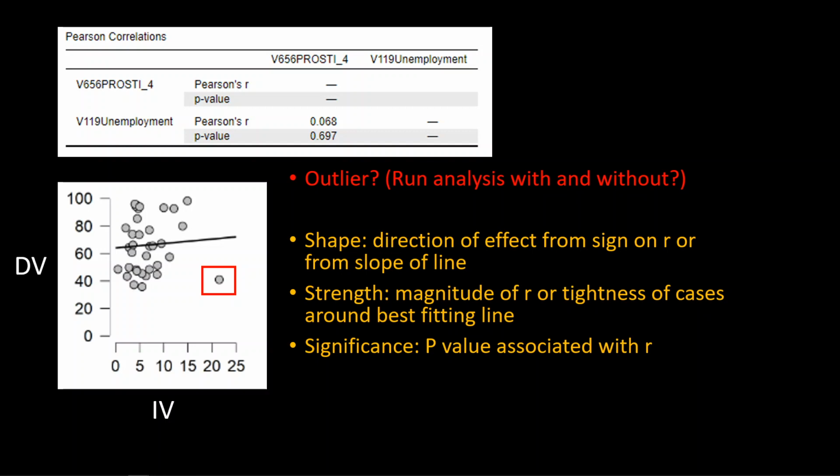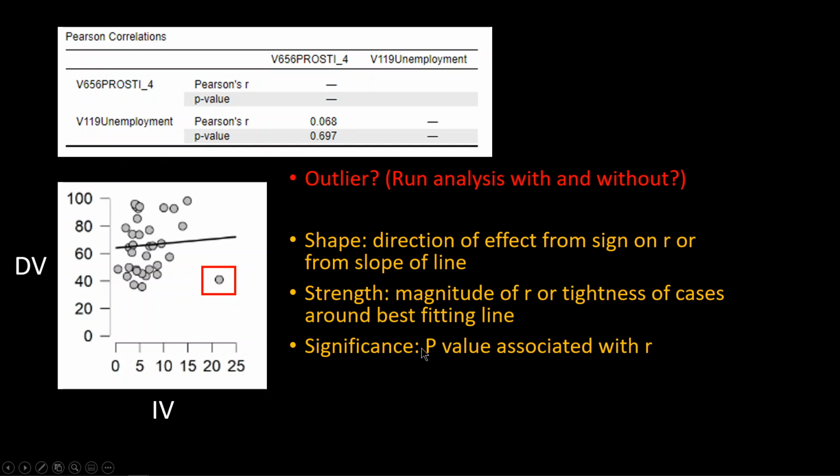As countries have higher unemployment rates, those countries tend to have a higher percent of the population that say that prostitution is never justifiable. Okay, the strength is indicated by the size, 0.068, so we have a magnitude of R, or as we'll see in this consideration of this scatter plot in a moment, the tightness of cases around the best fitting line. But this is very small. It's very near 0. 0.07 is very near 0. And so we say that really there's no relationship between these two.